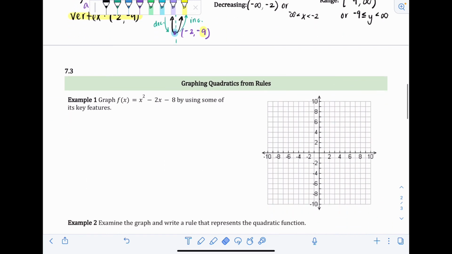Okay, 7.3, we're going to start graphing. Graph f of x equals x squared minus 2x minus 8 by using some of its key features. So my goal is to find the y-intercept, the x-intercepts, and the vertex.